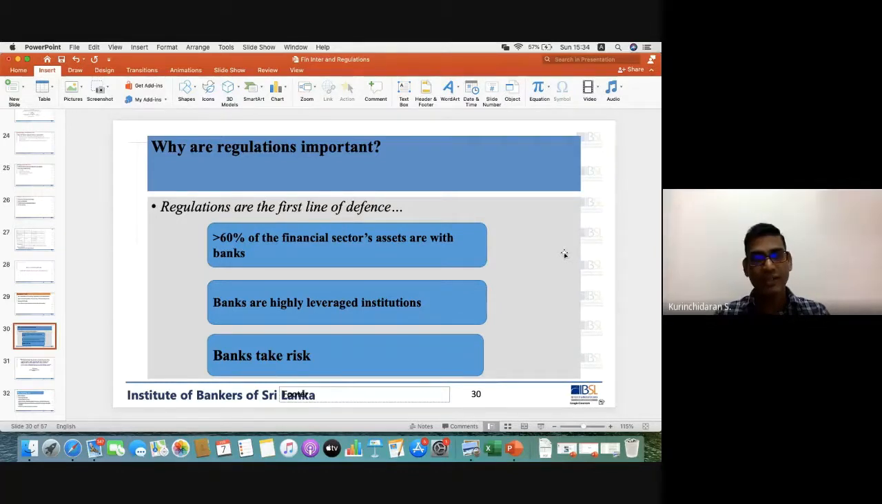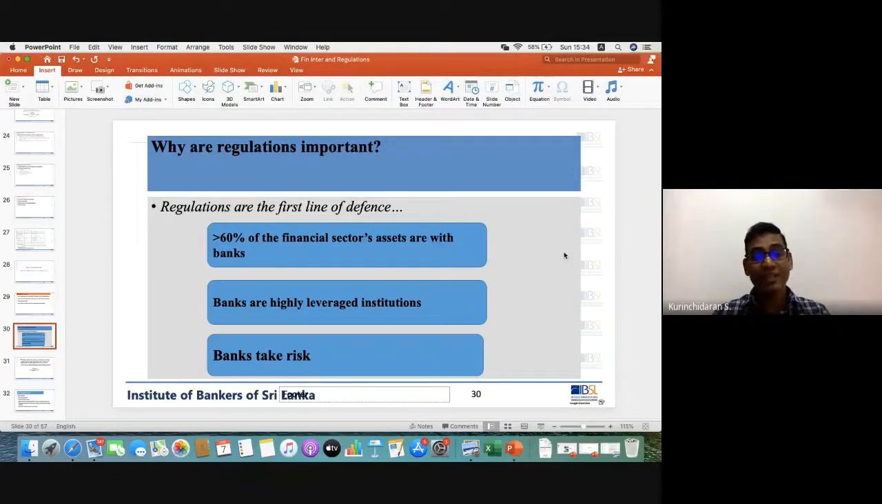That is second. And the third important factor is the nature of the banking business. As I said earlier, banking business is taking risk. Not like any other business, the banking business is taking risk. So it's unavoidable. Because of that, regulations are so important, right? Okay.